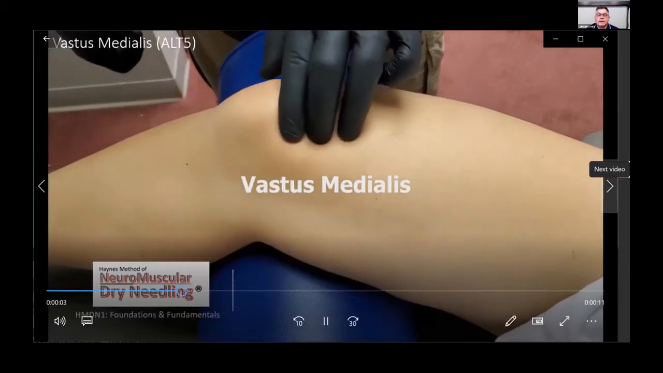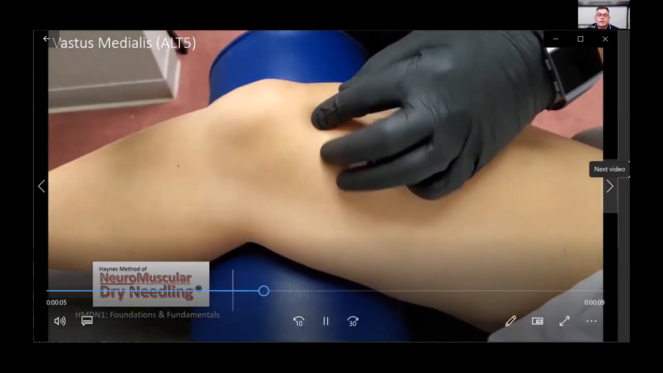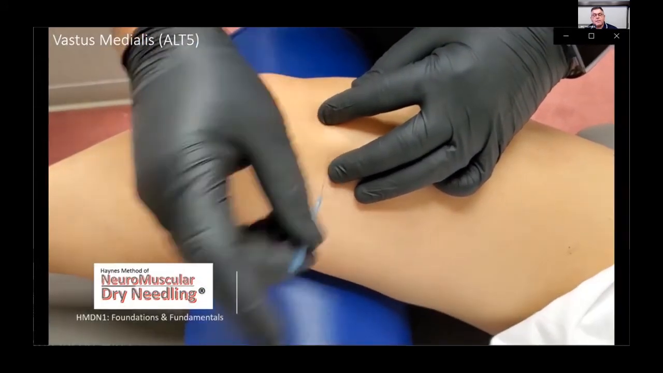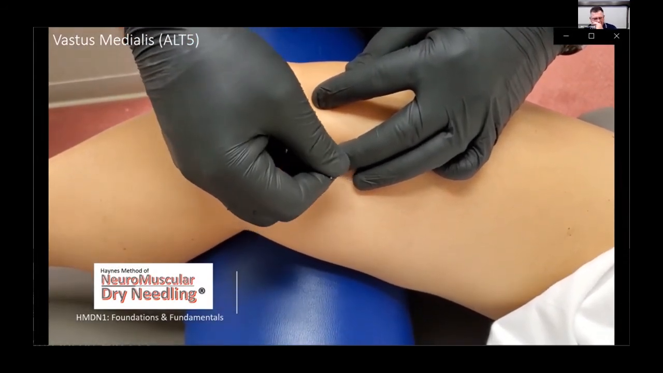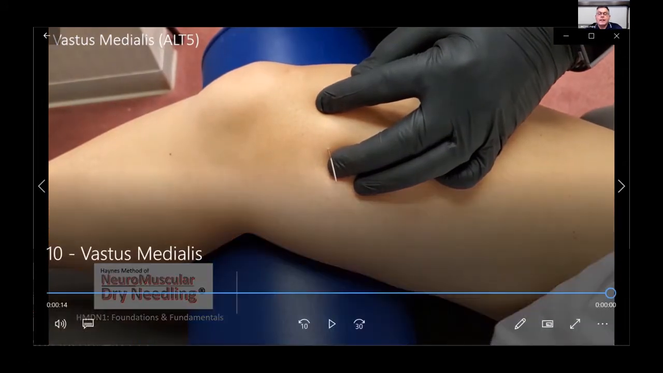Oh, let's skip the vastus medialis. So a couple finger breadths for VMO, cranial and medial, and we're going to needle about 45 degrees towards the femur as a backdrop.